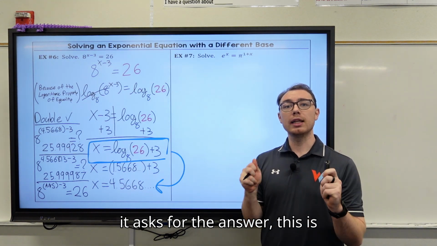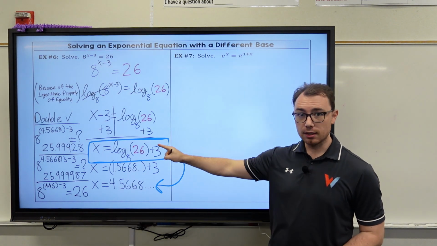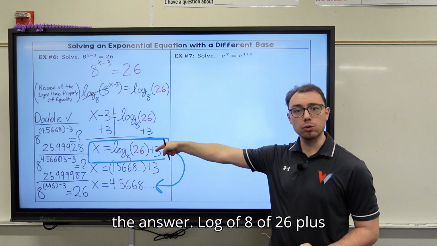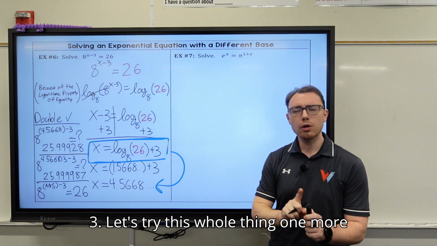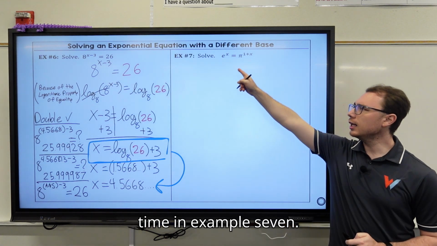If it asks for the answer, this is the answer: log base 8 of 26 plus 3. Let's try this whole thing one more time in example 7.